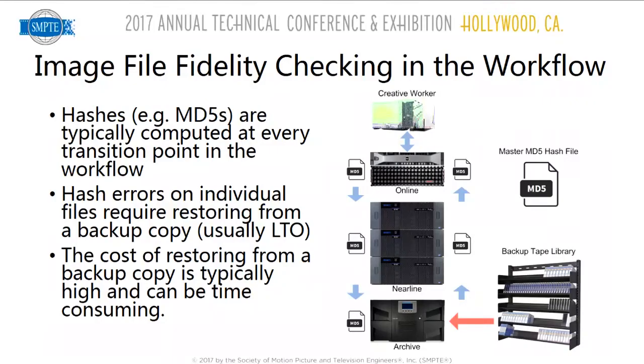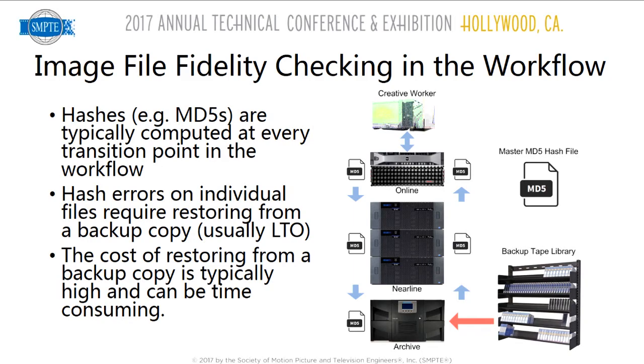So how do we catch bits like that? They are caught by a common practice in the industry, which is to take hashes at basically every single stage of the workflow. When you move it from archive to nearline, you take a hash. When you move it from nearline to online, you take a hash. And back, all around the workflow, put it on tape, you take a hash.